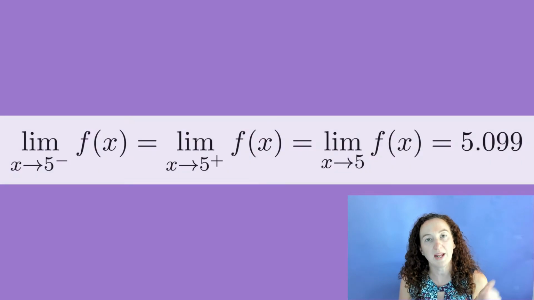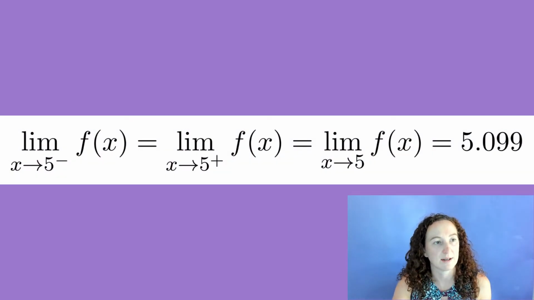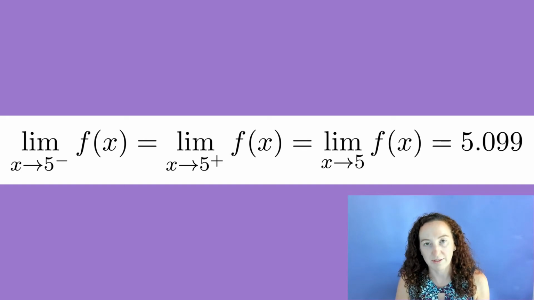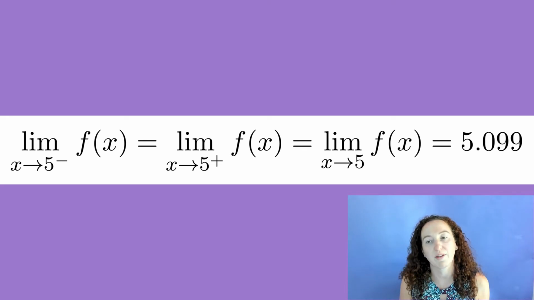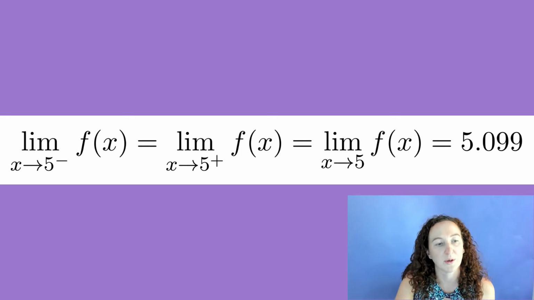Now, because my left-hand limit is equal to my right-hand limit, I can say that the limit of f of x as x approaches 5 is 5.099. So I have a limit, and it is 5.099.